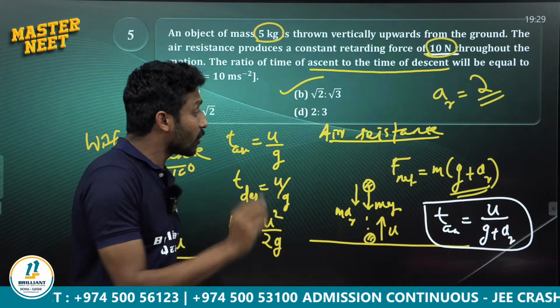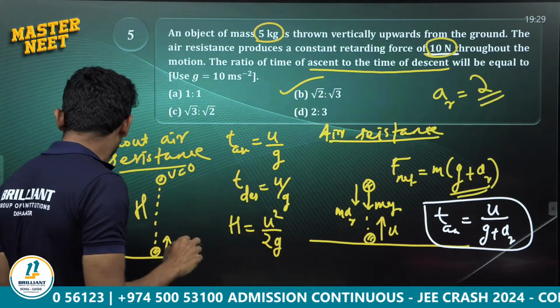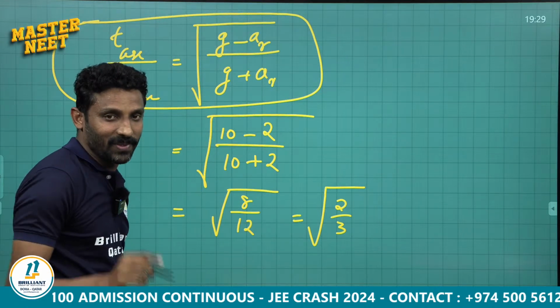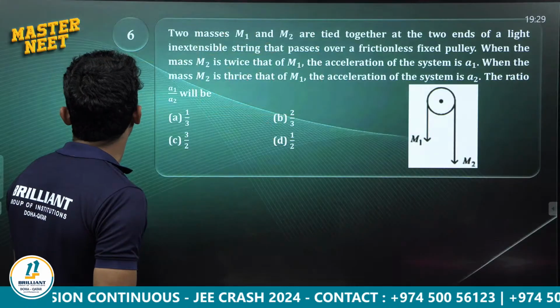Understood? So the important formula is the connection between time of ascent and time of descent. Remember this formula. Good. Moving to the next one, the sixth.